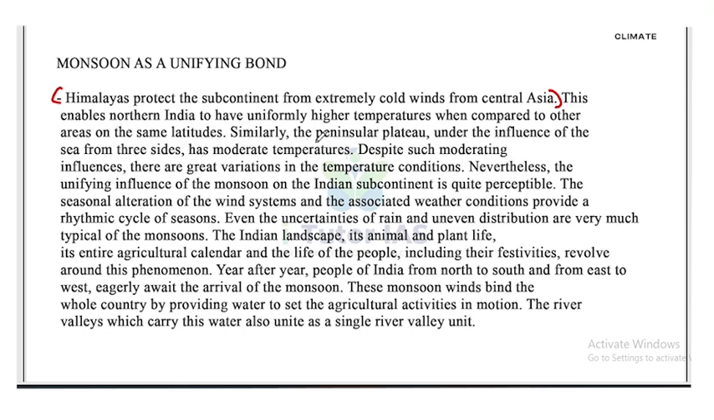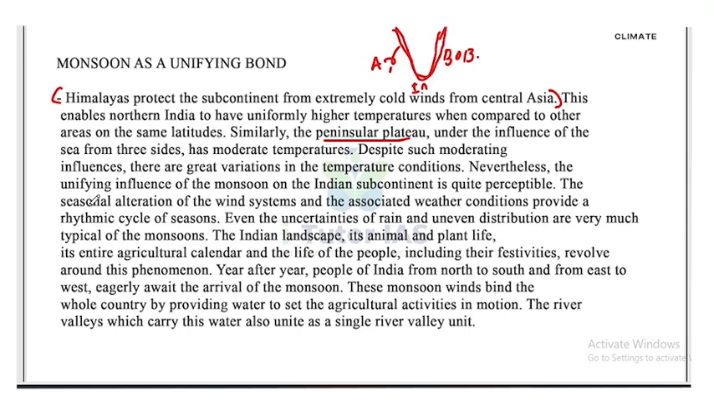Similarly, the peninsular plateau is under the influence of the seas from three sides. So the peninsular plateau means it is covered by the sea on three sides. It is Arabian Sea, Indian Ocean and Bay of Bengal. So this is the peninsular plateau. Under the influence of the sea from three sides it has moderate temperature. Despite such moderating influences, there are great variations in the temperature conditions.